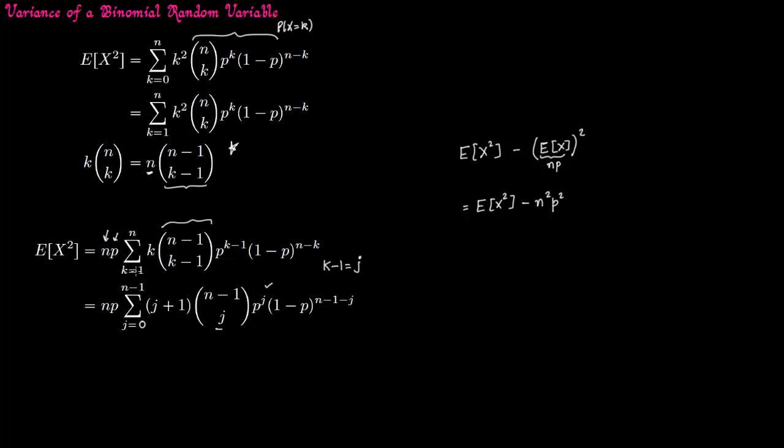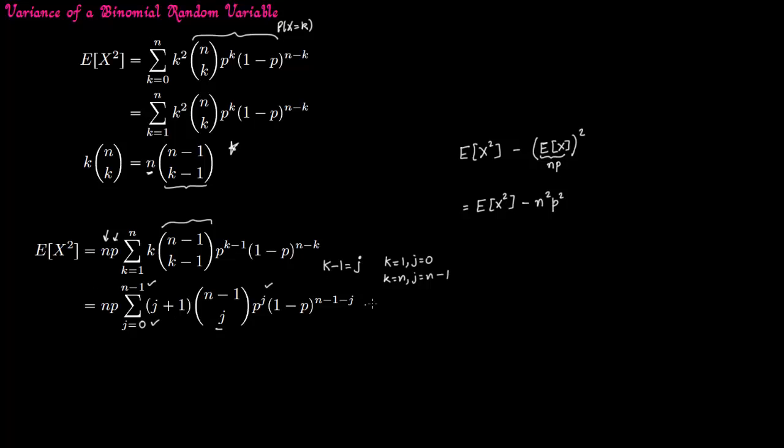Also notice when k is 1, j is 0. When k is n, j is n minus 1. And that's what we plug in here. When k is 1, j is 0. When k is n, j is n minus 1.